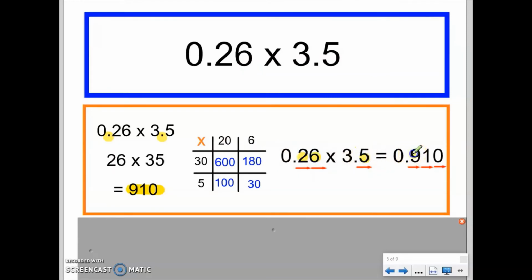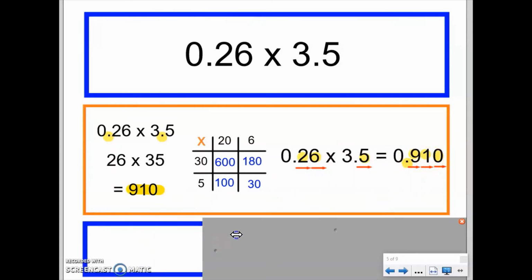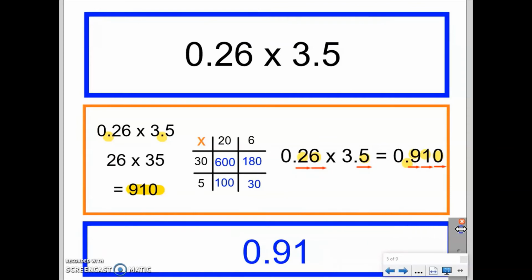So I want to have 3 digits after the decimal point in my answer, which means my decimal point goes in front of the 9. So I need to include a 0.910. When I go to actually give my final answer, we can present it as 0.91, because although we've included the 0 here, just to make sure we have a balance of 3 digits and 3 digits, the 0 does not actually affect the value of the number at this point.